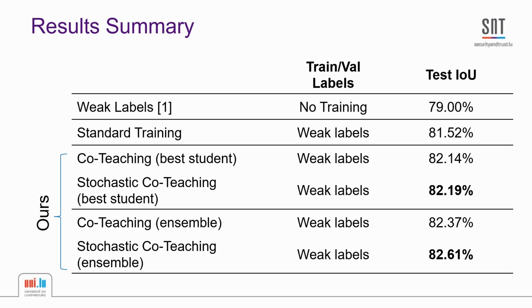In this result table, we compare our approach to the three approaches that have already been presented. Compared to standard training, co-teaching is able to improve IOU by 0.7%. Since co-teaching trains two students in parallel, we also ensemble them and observe more improvement, especially in the stochastic case.